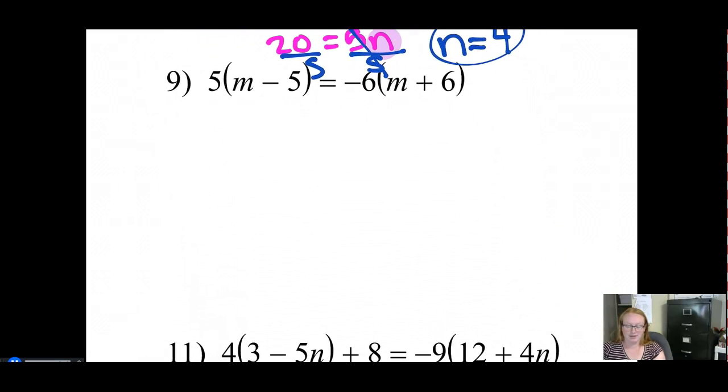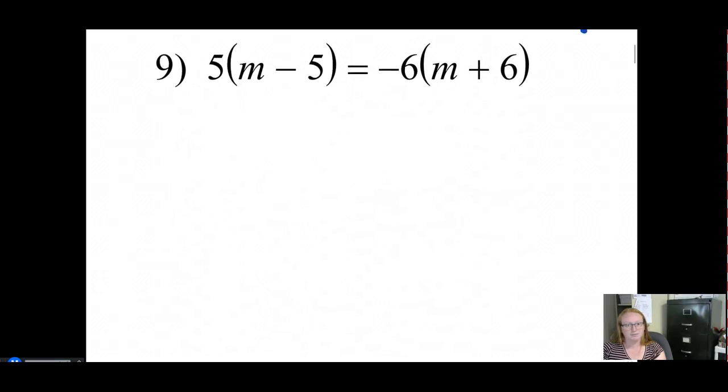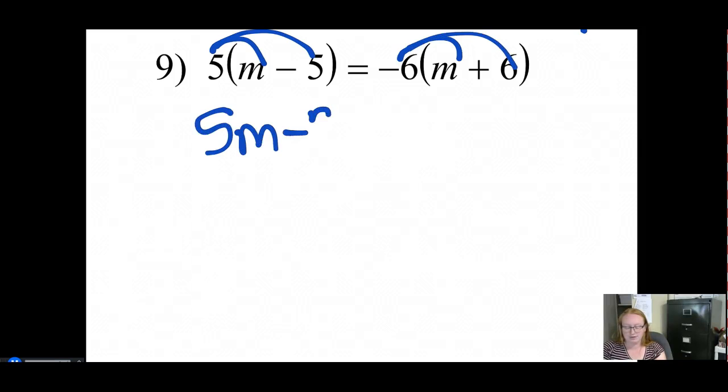Okay, number 9. I'm going to distribute n on both sides. I get 5m minus 25 equals negative 6m minus 36.